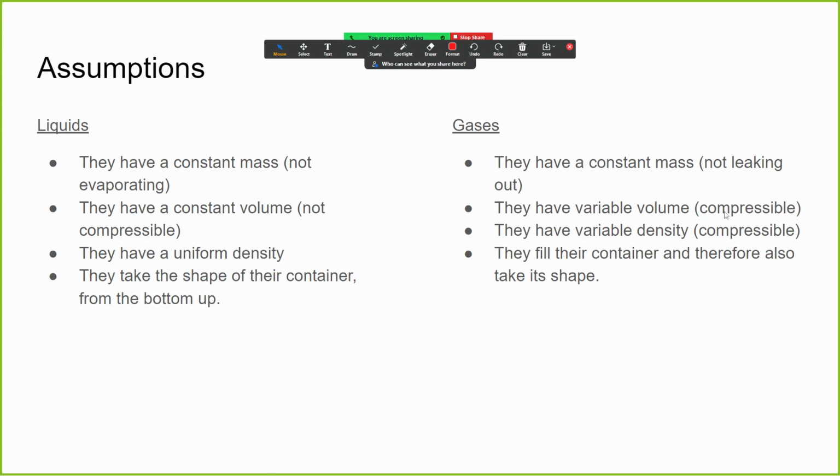They have variable volume, which means they're compressible. Okay, so we talked about having a constant volume, that means not compressible. If they have variable volume, that means they're compressible. They're also going to have variable density, also meaning compressible, when we talk about uniform versus variable density, okay. And they're going to fill the container and therefore also take its shape. So if they are in a container, we can assume that they are taking the shape of that container.